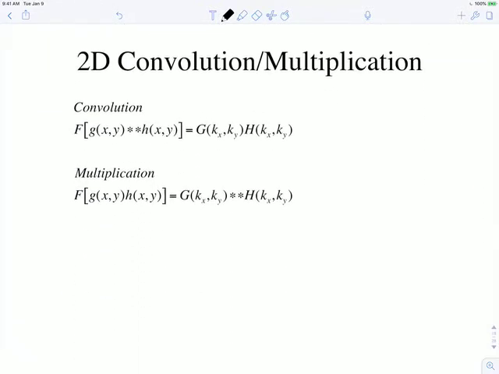So we've talked about 1D. The same thing applies in 2D. If I do a 2D convolution, I just multiply the 2D Fourier transforms. And similarly, if I multiply two functions, I convolve their 2D Fourier transforms.